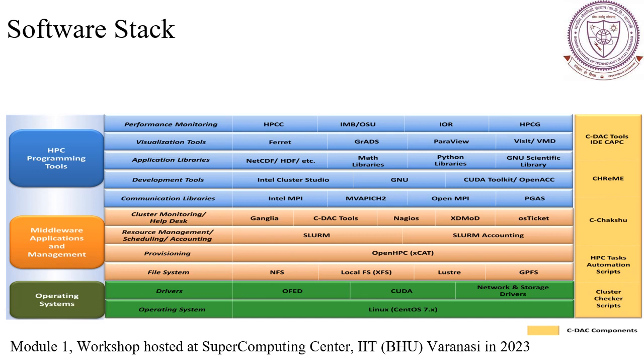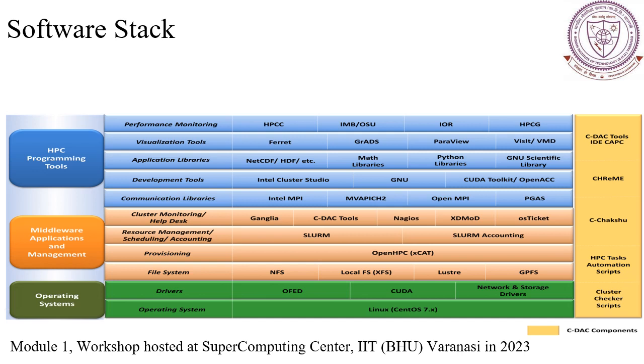Then the fourth one came, visualization tools. Visualization tools are used to visualize the results of HPC simulations. Some common visualization tools used in HPC are ParaView, VMD, and Ferret. ParaView is a free and open source visualization tool that can be used to visualize scientific data. VMD is a free and open source visualization tool that is often used to visualize molecular dynamics simulations. Ferret is a free and open source visualization tool that is often used to visualize climate data.